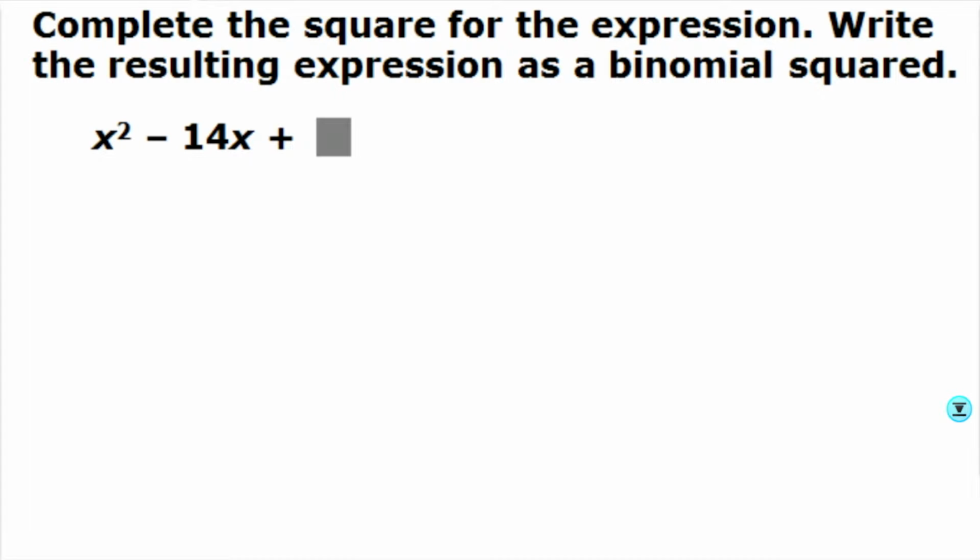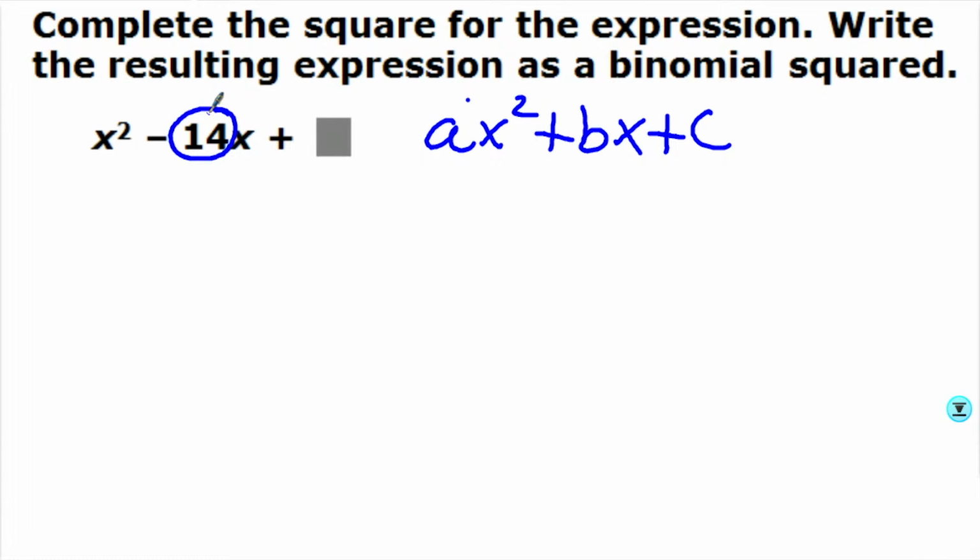We first of all need to make sure that the equation is in standard form. If you recall, standard form is ax squared plus bx plus c. That's the standard form. And what we're going to do is concentrate on the b term of the equation in order to complete the square.